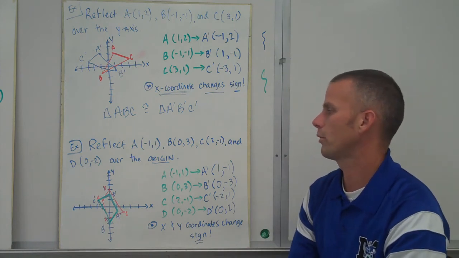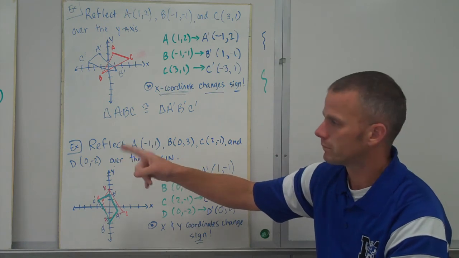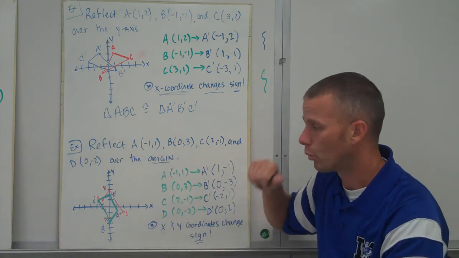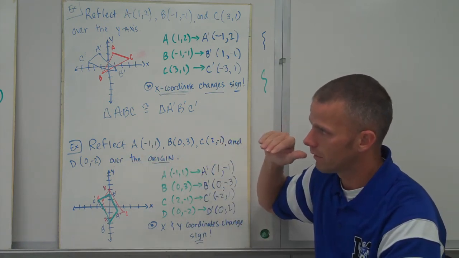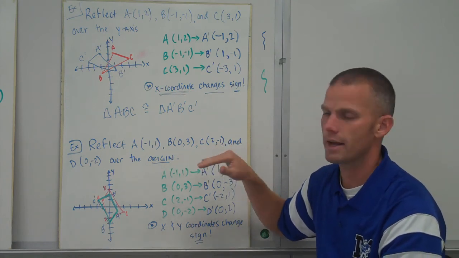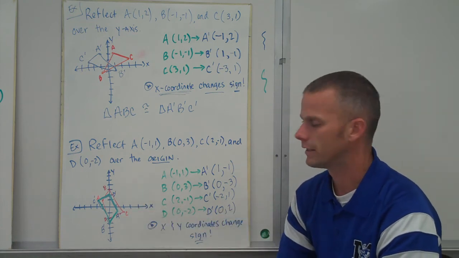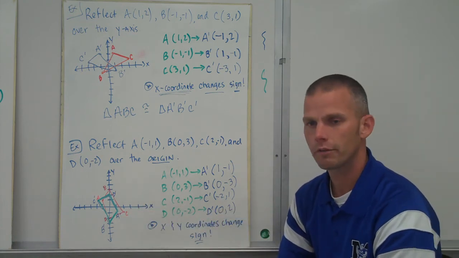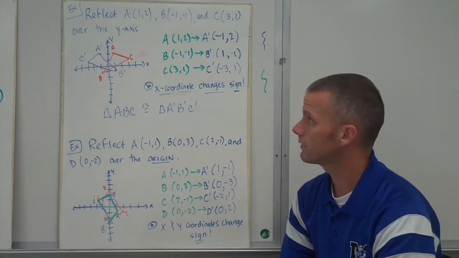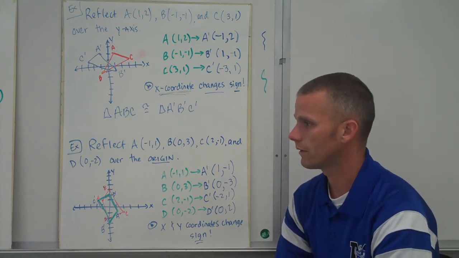Okay? Key things to remember: just stick with the information I gave you on the last board. How you need to change things to reflect over the x-axis, the y-axis, the origin, the line y equals x. The pictures will come out fine. Don't get freaked out by it. But that's it. That's how you do reflections. We'll work on more of these in class tomorrow.